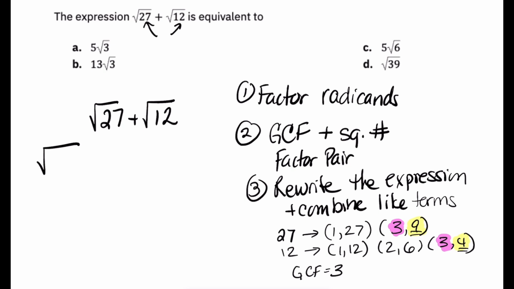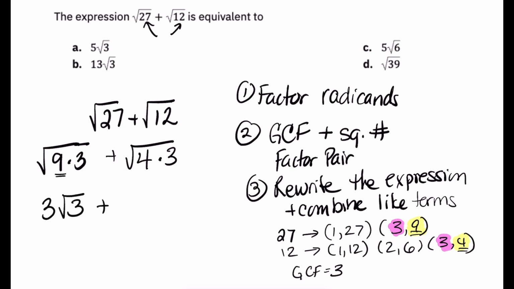So let's rewrite. Square root 27 is going to be 9 times 3, plus square root 12, I can rewrite as 4 times 3. I know what the square root of 9 is. That's going to be 3. So I can rewrite this as 3 square root 3. And the square root of 4 is 2. So I can rewrite this as 2 square root 3. Now I can combine these together to get 5 square root 3.